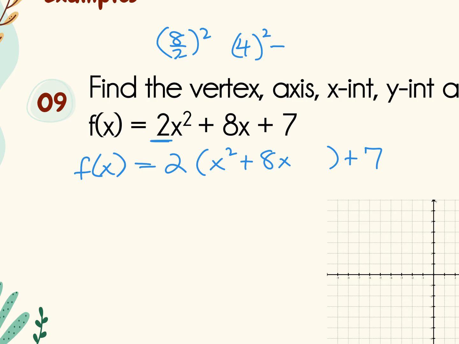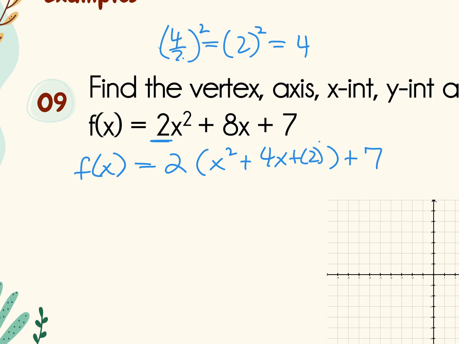I did not divide that 8 by 2. Let me fix that. This is a 4x. So up here, my B term is now 4. So 4 divided by 2 is 2, and 2 squared is 4. So in here, I always put what it was before I squared it. And over here, I have to take into consideration the 2 that I factored out.